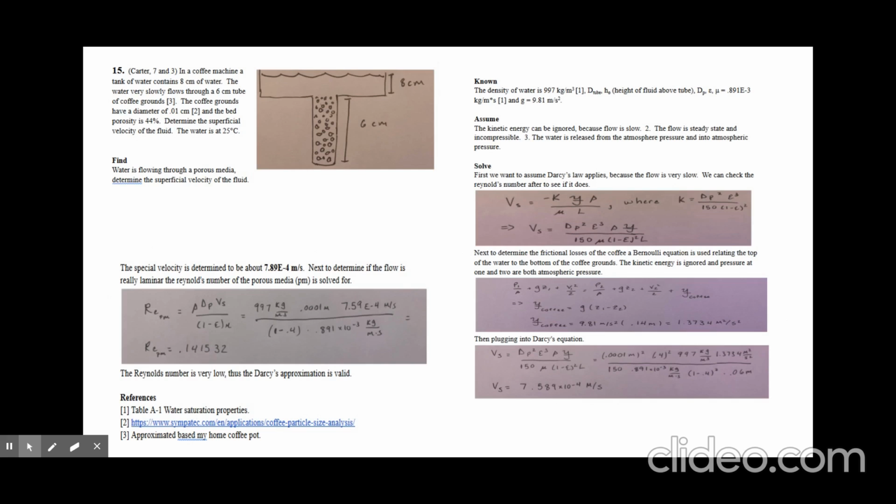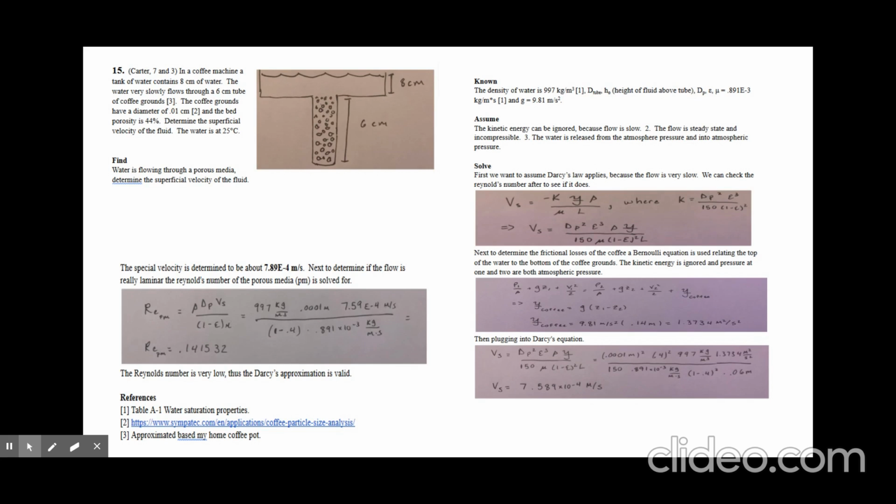In this problem, we'll be explaining a porous media and extended Bernoulli problem. We have a large tank of water above a coffee ground tube, and in that tube, we're going to determine the superficial velocity of the water flowing through that porous media. We need to assume that kinetic energy can be ignored because the flow is so slow, it's trickling flow, and also that the water is released to and from atmospheric pressure, therefore pressure change can be ignored, and that the flow is steady state and incompressible.